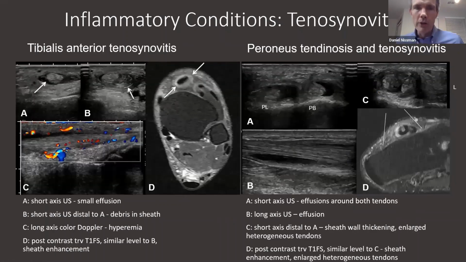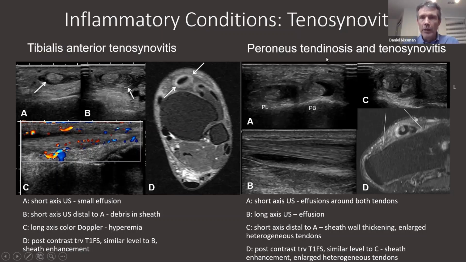Here are just two more examples. Tibialis anterior tenosynovitis, relatively normal looking tendon here. A little bit further down, you have normal tendon, but then this either thickened sheath versus material within the sheath. We have hyperemia on Doppler, and this is just a contrast enhanced MRI showing that there is enhancement here. Actually, there's some additional enhancement around other tendons as well.